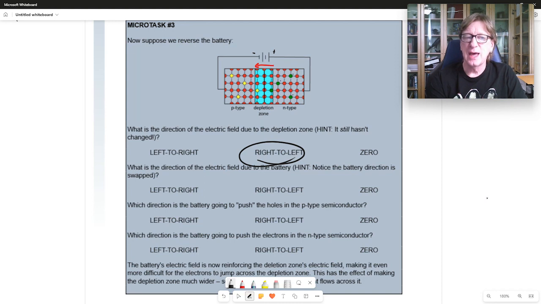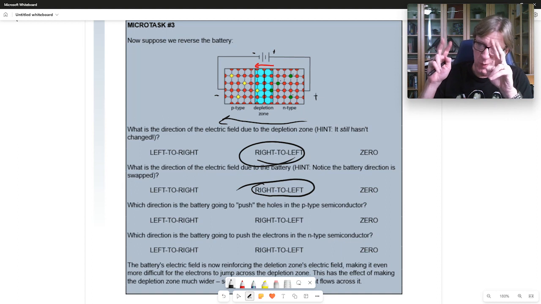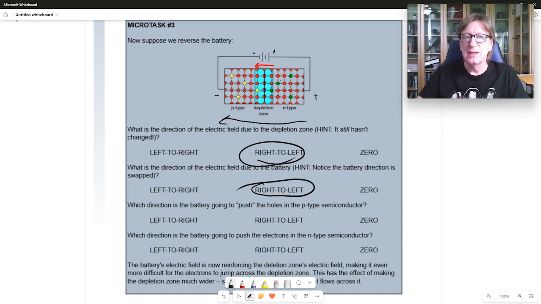Now let's look at the direction of the electric field due to the battery. Keep in mind, now this side is negative and this side is positive. So what's the direction of that electric field? It's helpful to draw it on your diagram, but yeah, it's going to go this way, right? Which is the opposite direction from what it went before. So it is also going to go right to left. So how are the positive charges of the holes going to move in the p-type part of the semiconductor?